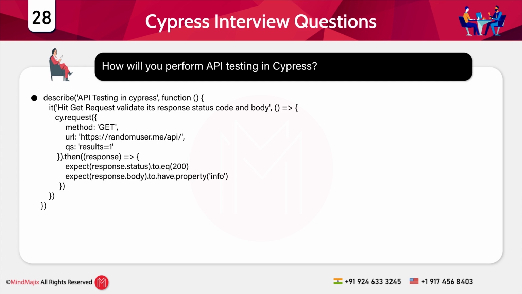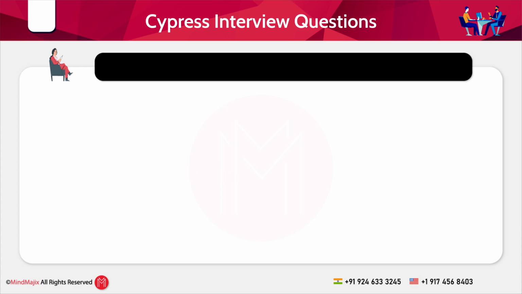Okay, so using this particular code, you can perform API testing in Cypress. So guys, let's move to the next question. How will you run a single spec file in the command line?